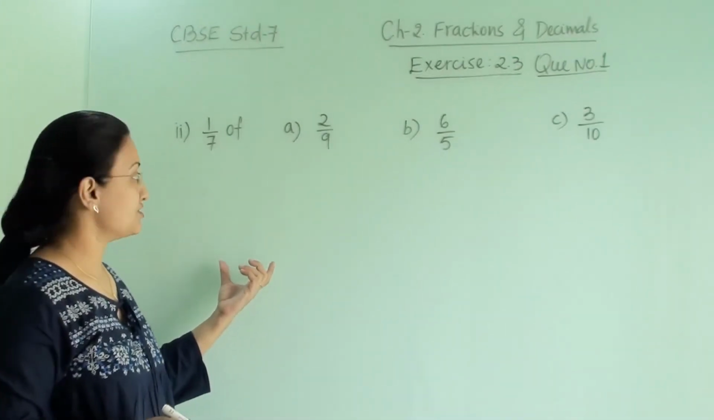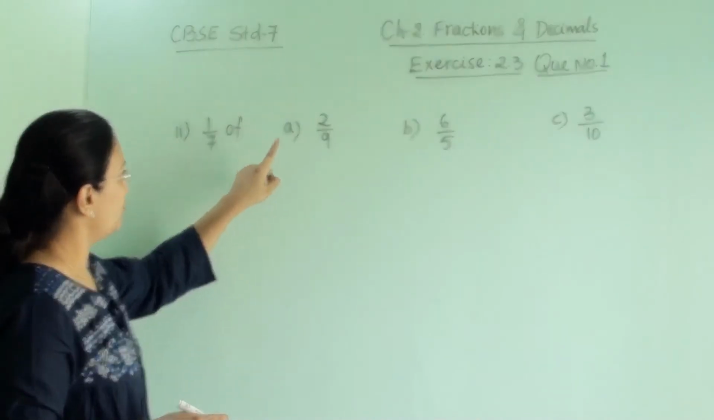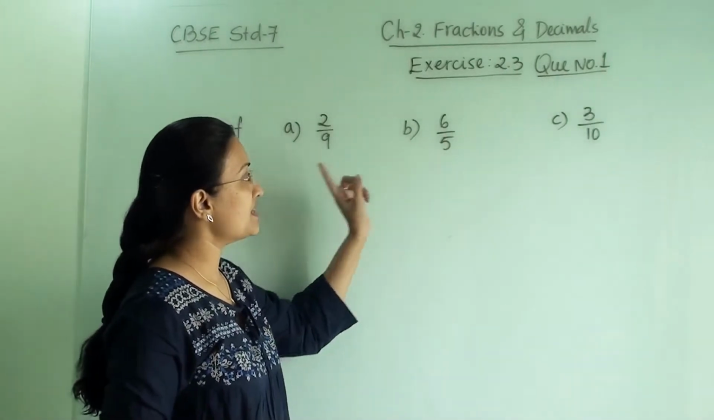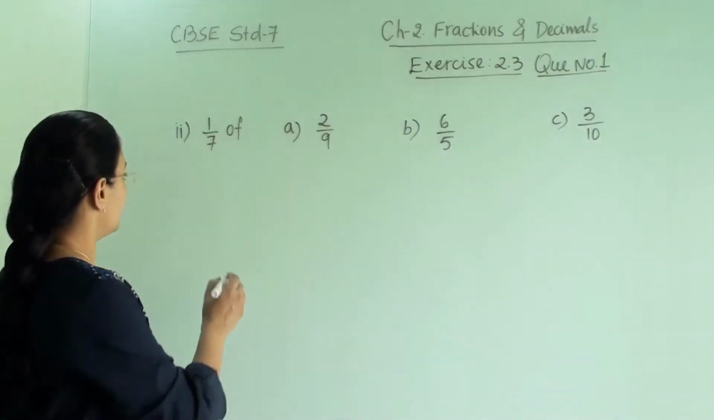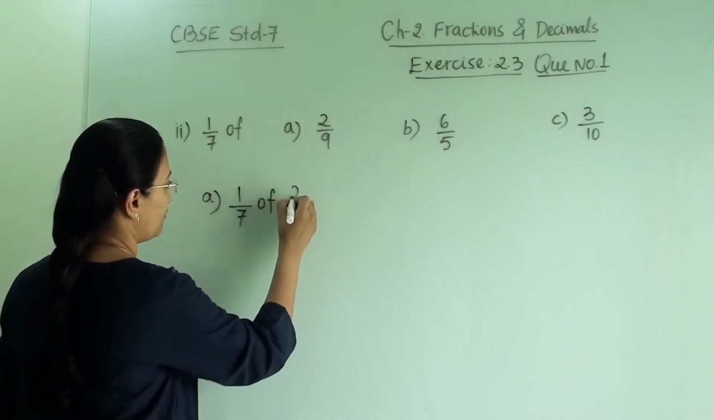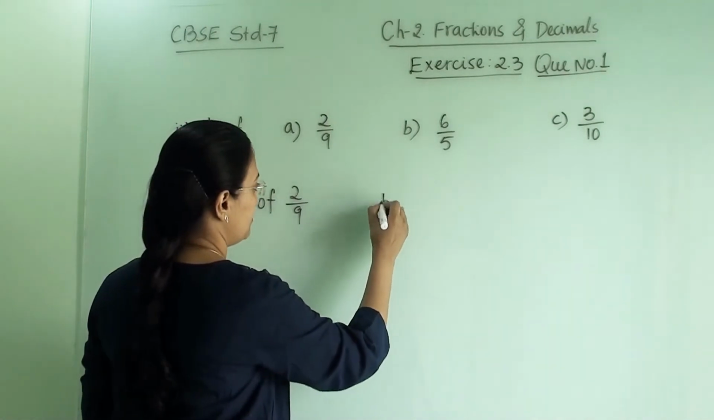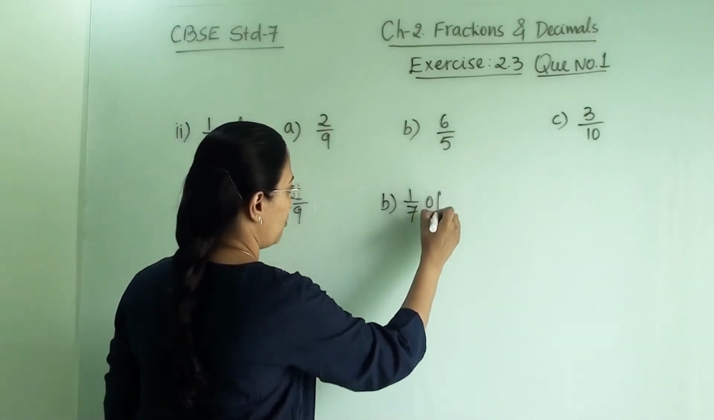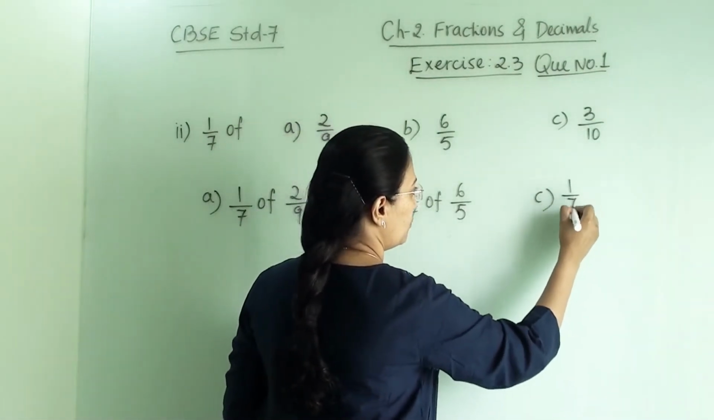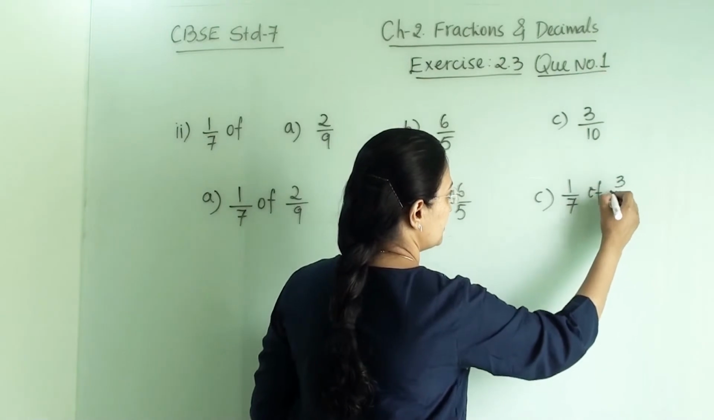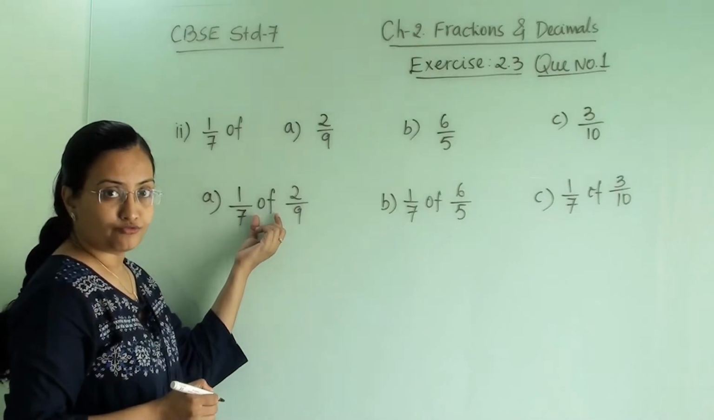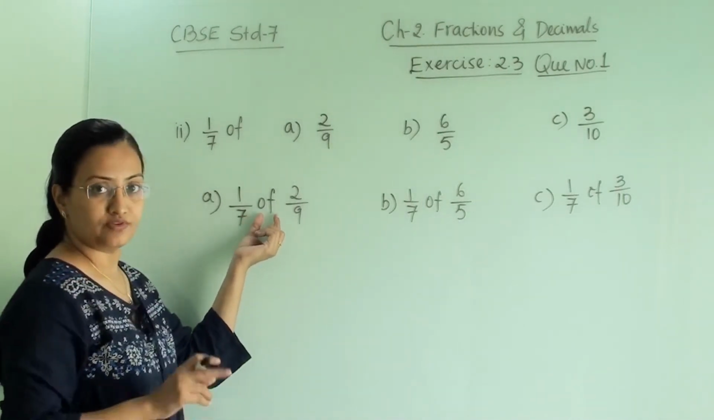Second numerical of the first question. 1 by 7 of 2 by 9, 1 by 7 of 6 by 5 and 1 by 7 of 3 by 10. So let us write how we have written it earlier. 1 by 7 of 2 by 9. Then B, 1 by 7 of 6 by 5. Then C is 1 by 7 of 3 by 10. Now let us replace this "of" with multiplication. The meaning of "of" is multiplication.